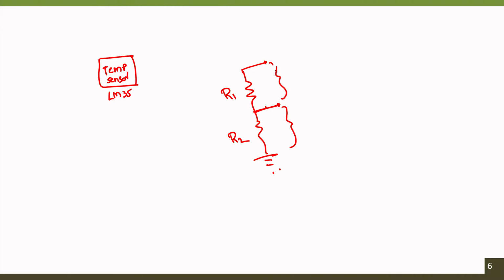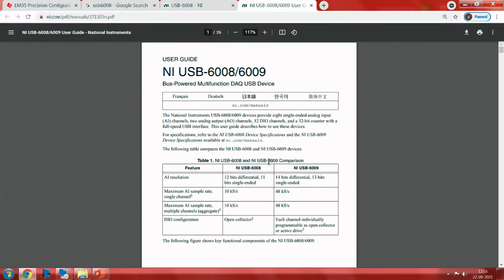That's the reason that when we discussed the Wheatstone bridge circuit, we mentioned the output voltage as the difference between two resistive divider network configurations. It's a differential output. In the case of a Wheatstone bridge circuit, it is mandatory to use a differential input, whereas in the case of a resistive divider, where the output is referenced to a common ground, a single-ended input is enough to acquire the data. Even in the data sheet it is mentioned: 12-bit differential and 11-bit single-ended.